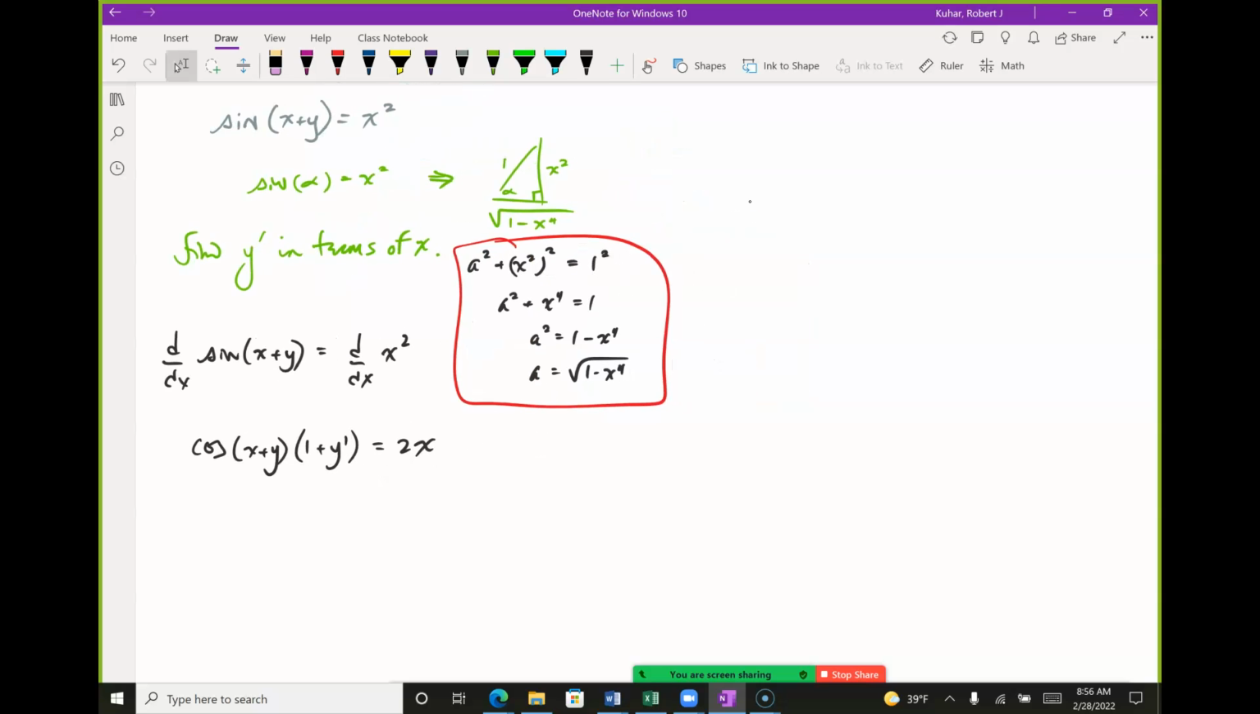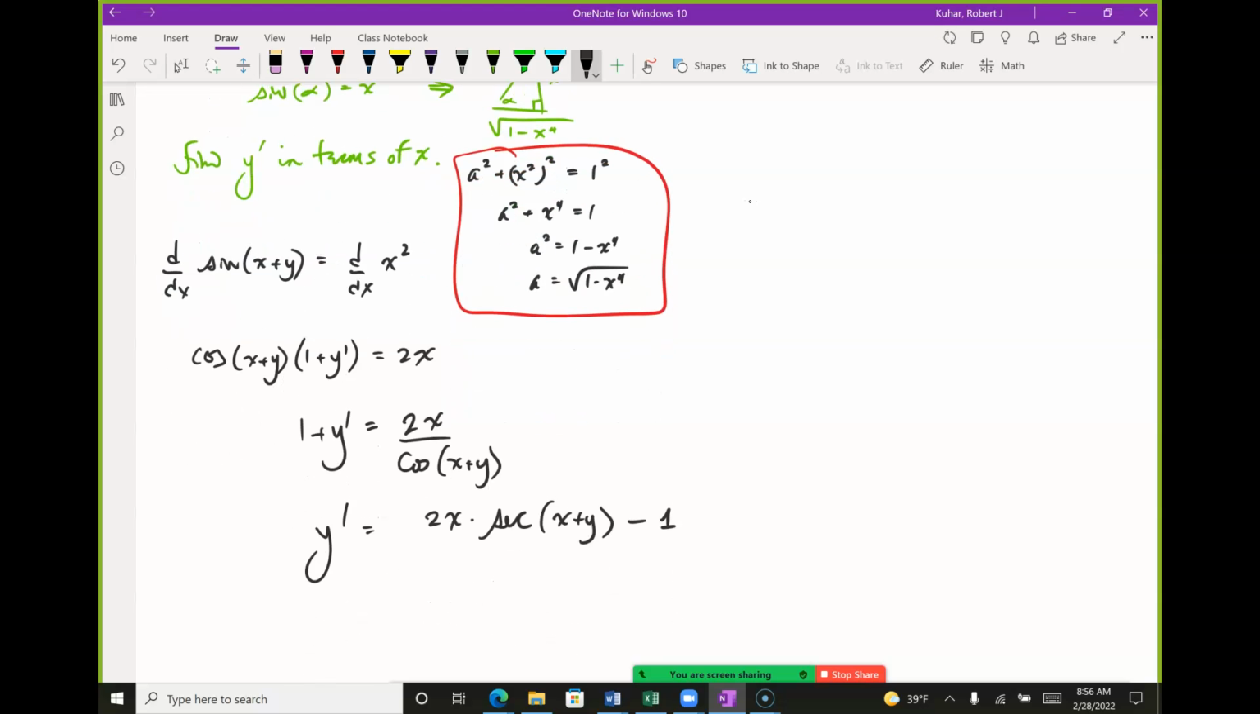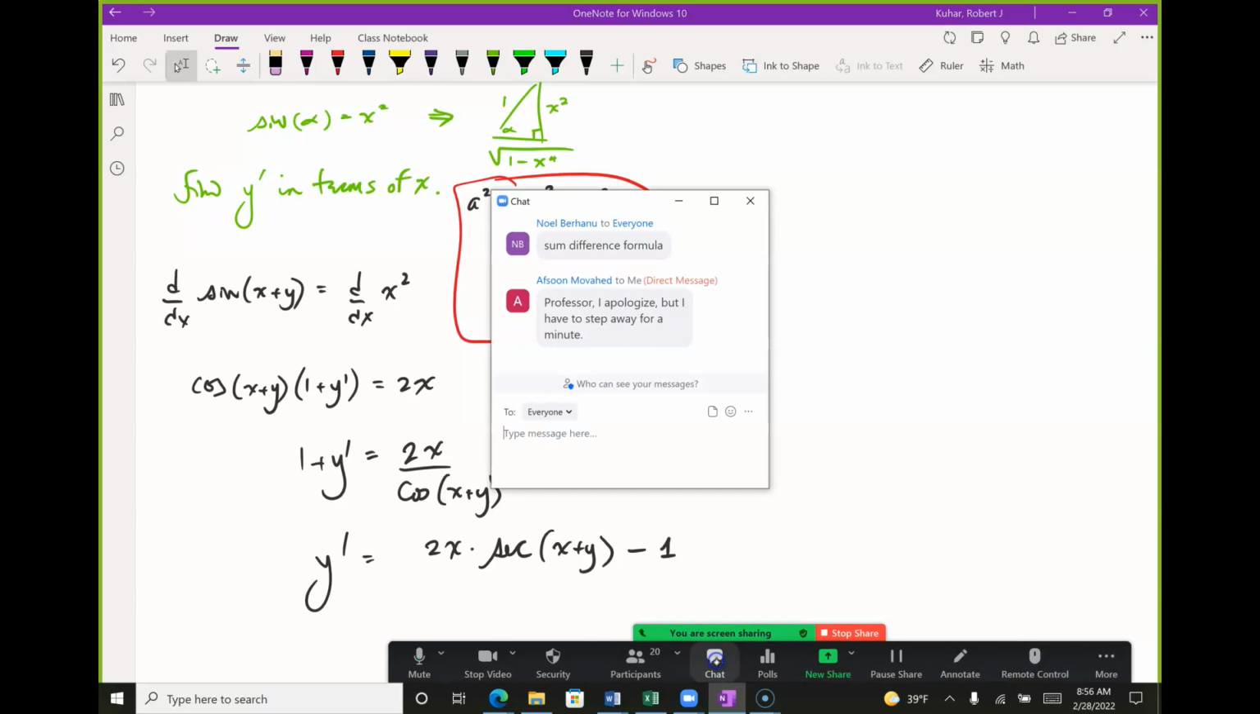How are we doing here? So I'm solving for y prime, right? So I'm going to divide both sides by cos of x plus y. So 1 plus y prime equals 2x times cos of x plus y. And then I'm going to subtract 1, right? So y prime is 2x times secant of x plus y minus 1. We okay there? No problem.